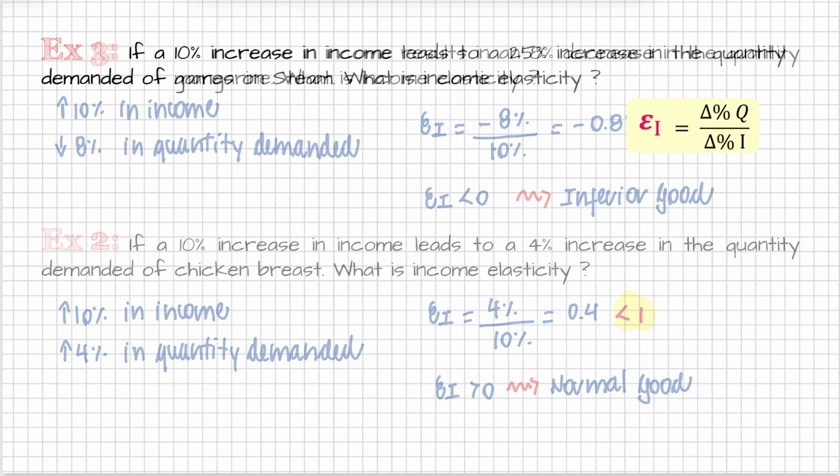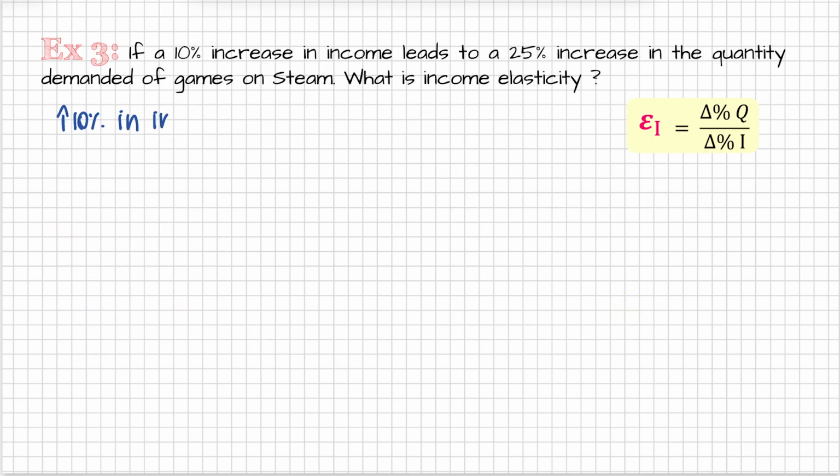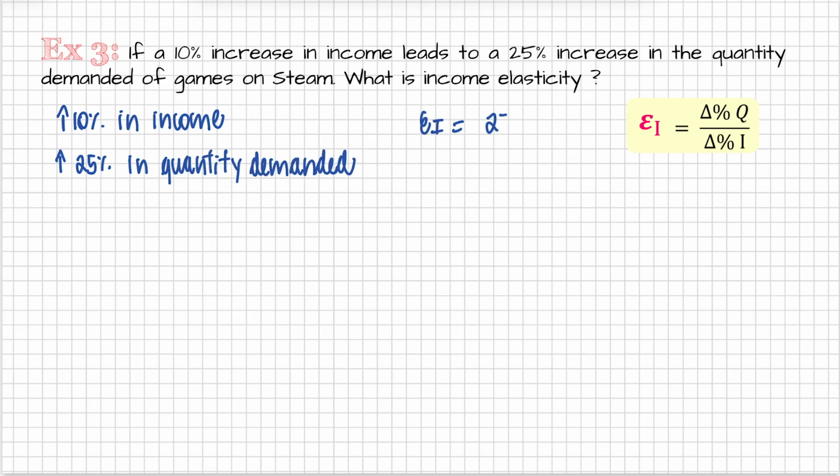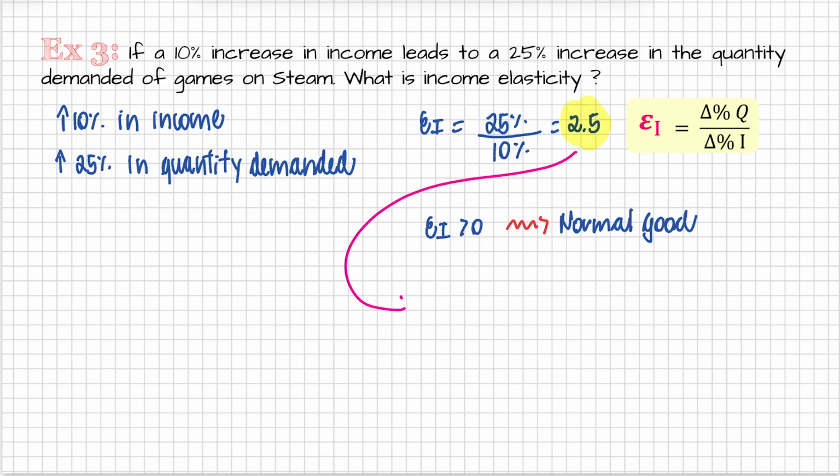Example 3. A 10% increase in income leads to a 25% increase in the quantity demanded of games on Steam. 25% divided by 10% gives us 2.5. So a normal good, but more than that. Since income elasticity here is greater than 1, games on Steam are a luxury good.